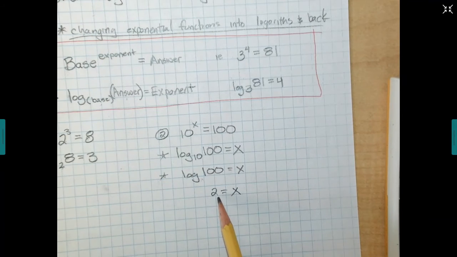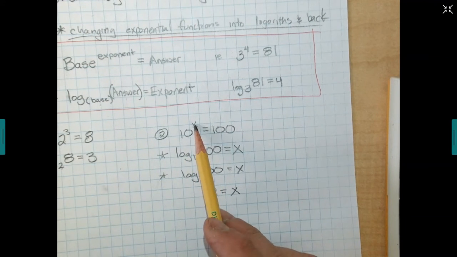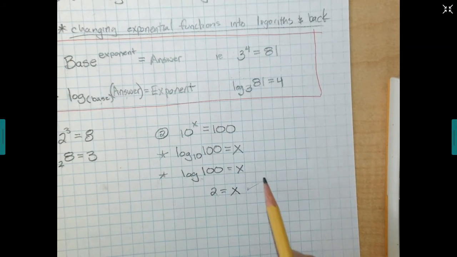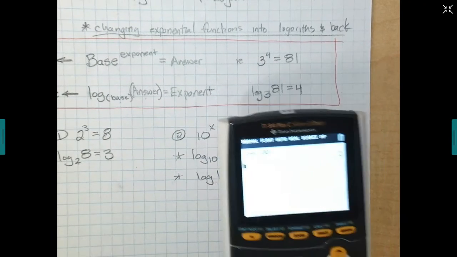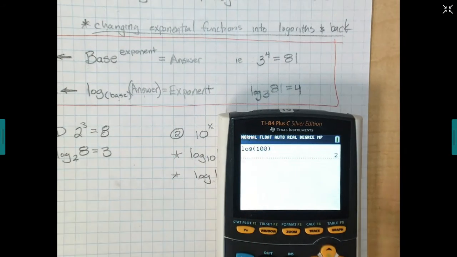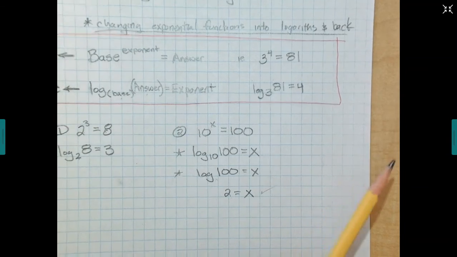Now, how can we check this? Well, let's go up here. Our x is 2, so 10 squared. Well, 10 times 10 equals 100, so it checks out. So in the calculator, this is a base 10. All right, let's look at a third example.